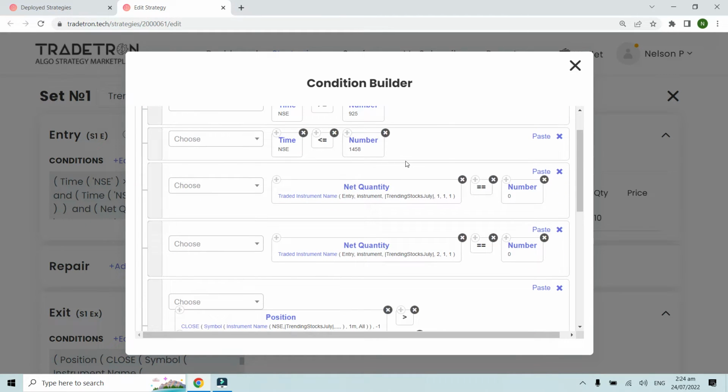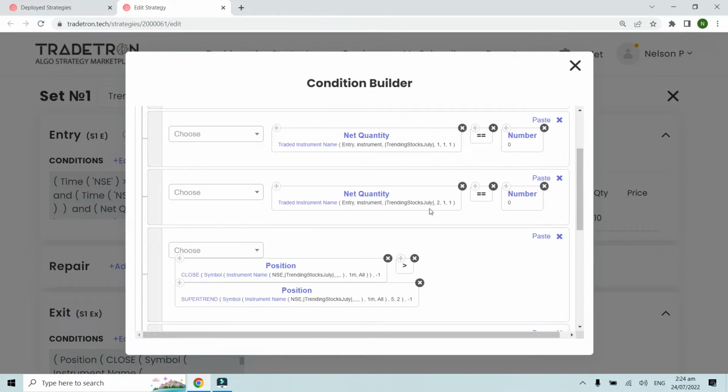And also, since there are two sets in the strategy, we are checking that there should be no open quantity in that underlying stock in set number 1. So therefore net quantity traded instrument name 111 is equal to 0 and net quantity traded instrument name 211 is also equal to 0. So that means there is no open position while this condition is getting checked.